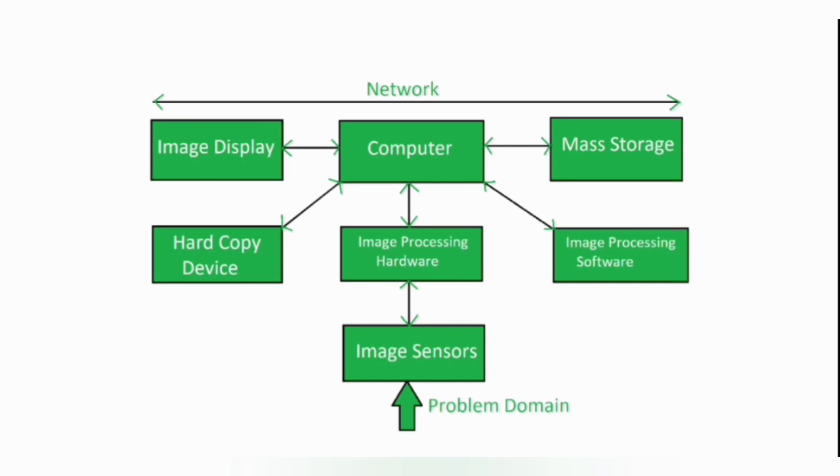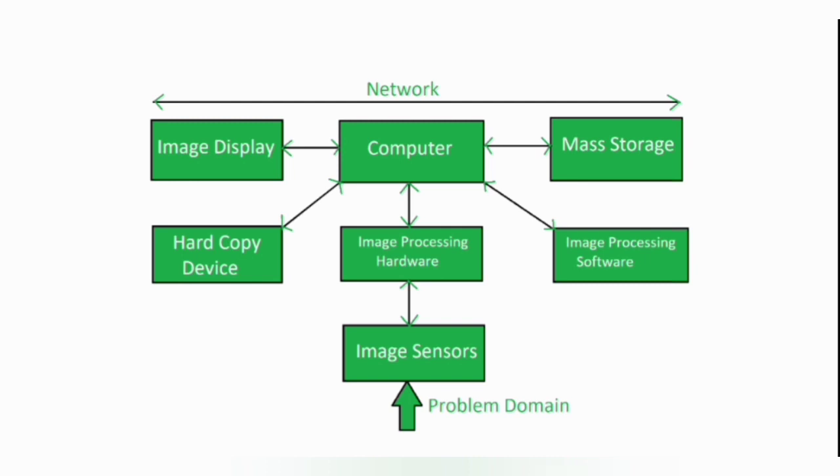Image sensor. The basic requirement is an image sensor. It has basically two parts. One is a physical device, another one is a secondary device. The physical device will sense the energy radiated by the object. The secondary device, that is the digitizer, will convert the output of the physical device into digitized format.